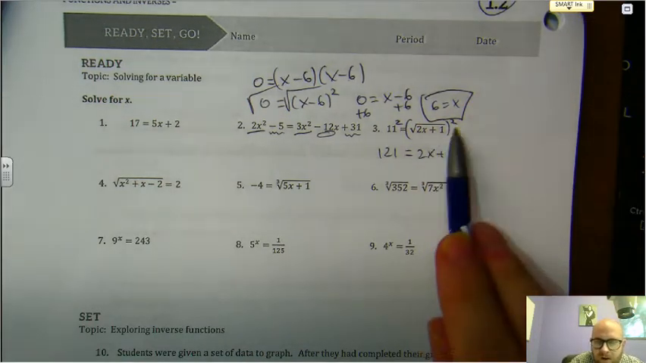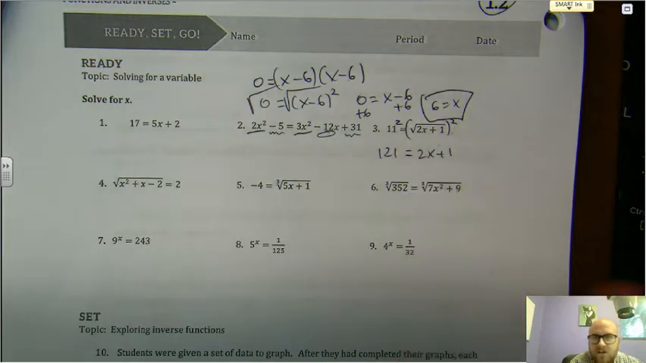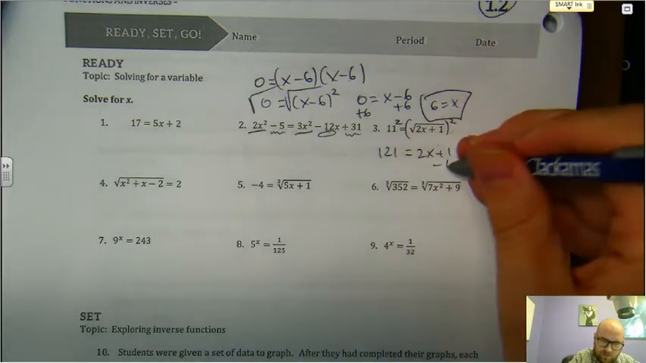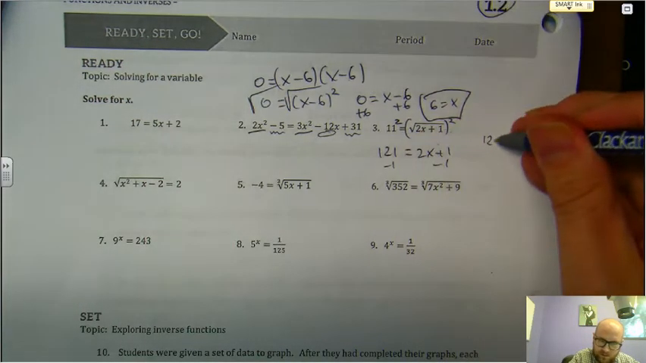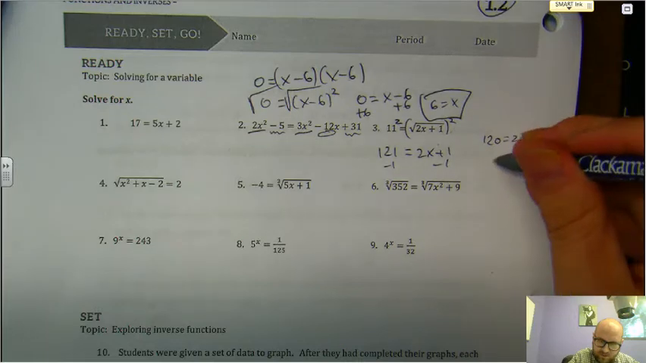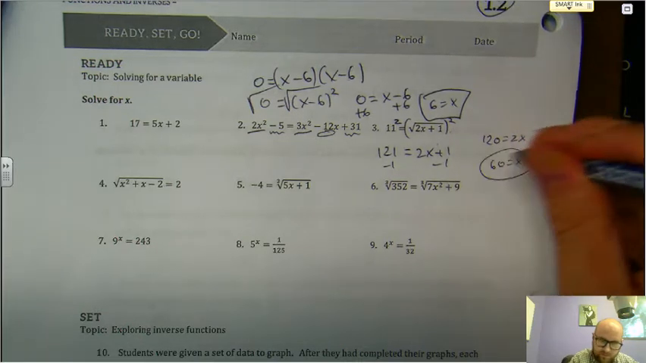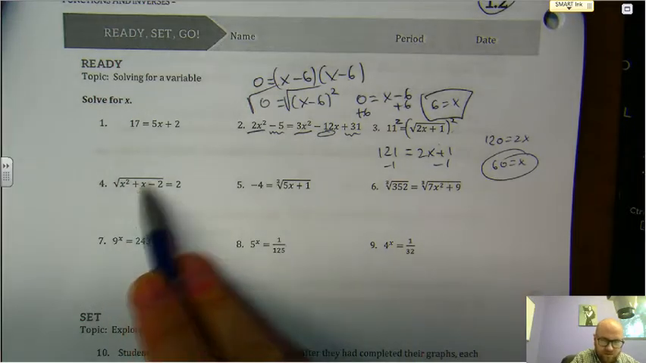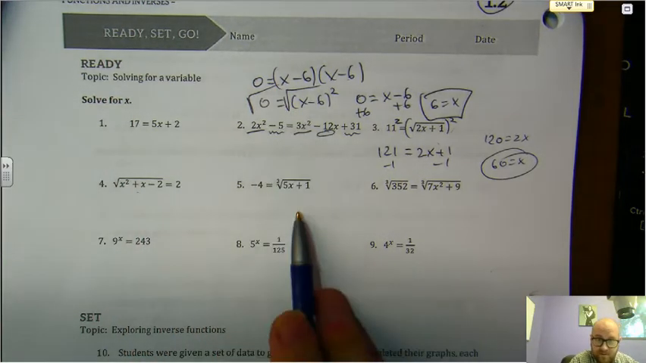Because by squaring the whole radical, it undoes that radical, right? The square root of something squared is that something. From here, I just subtract 1, giving me 120 equals 2x. Divide by 2, 60 equals x. Boom. And then similar processes will work here. We'll square both sides and then try to use this method that we used.